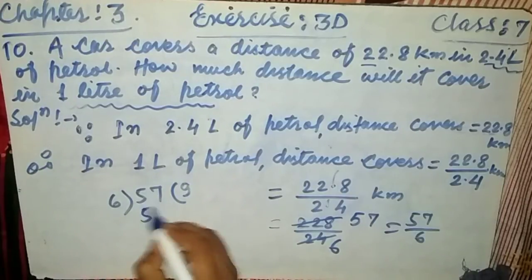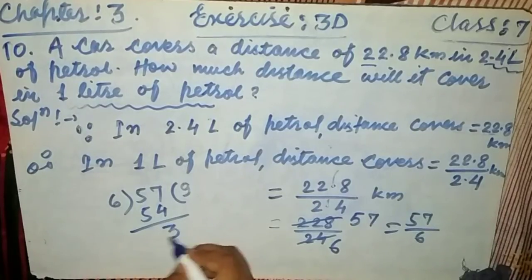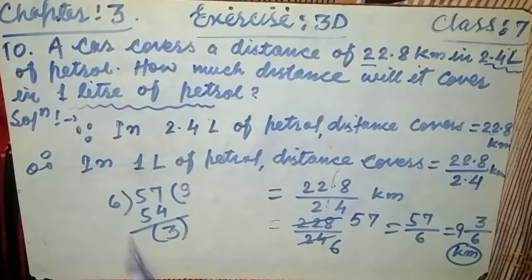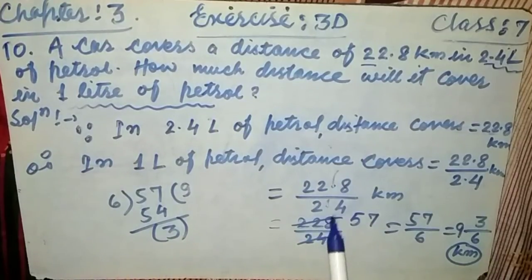6 9 ja 54. This is 3. Okay, this could be written as: this is 6 as it is, 3 is up, and 9 is over here. This is kilometer. This is your answer. That means we can say in 1 liter of petrol, distance covers 9 3 by 6.